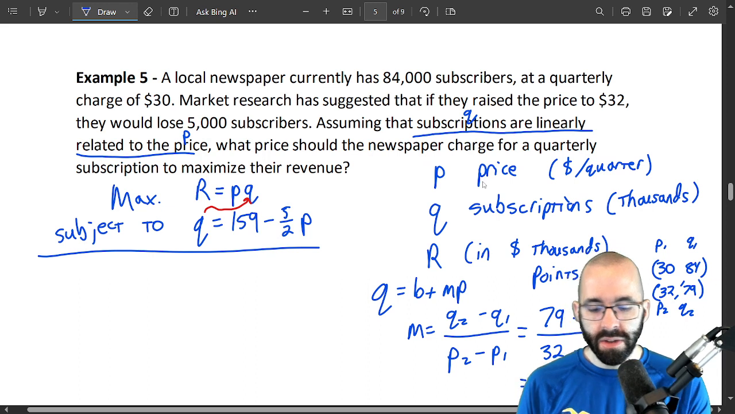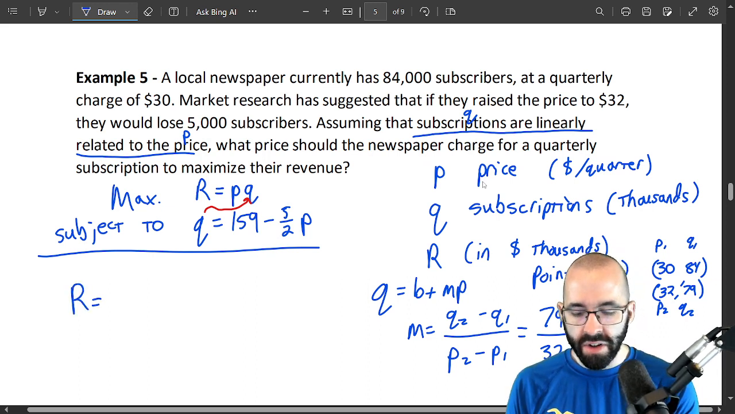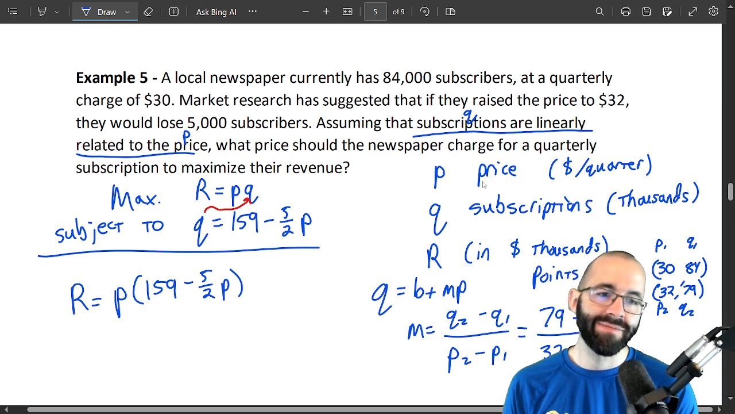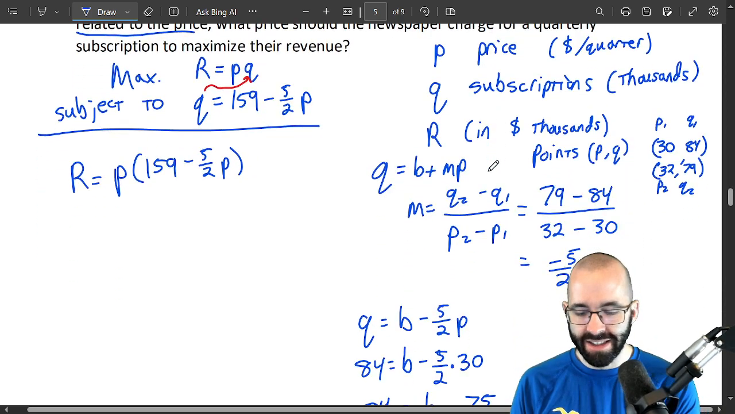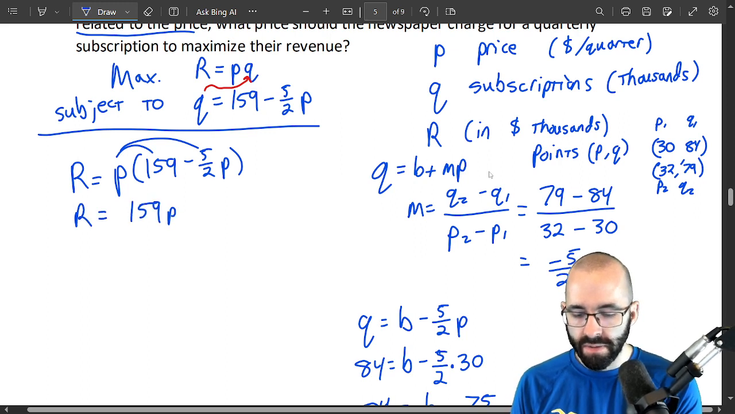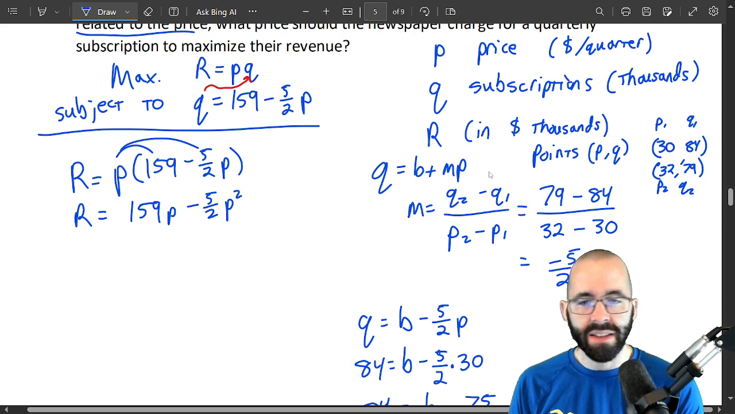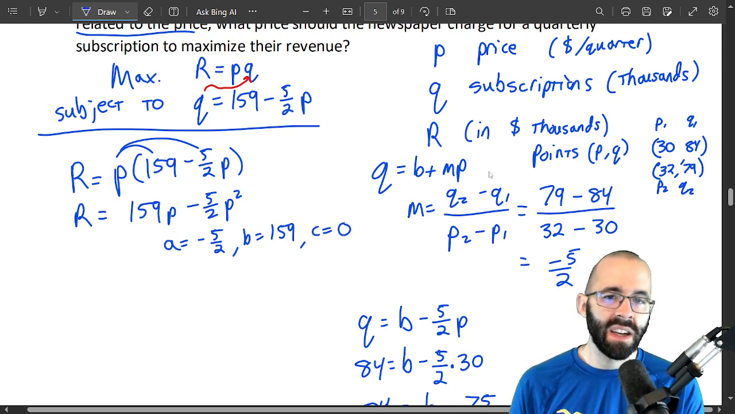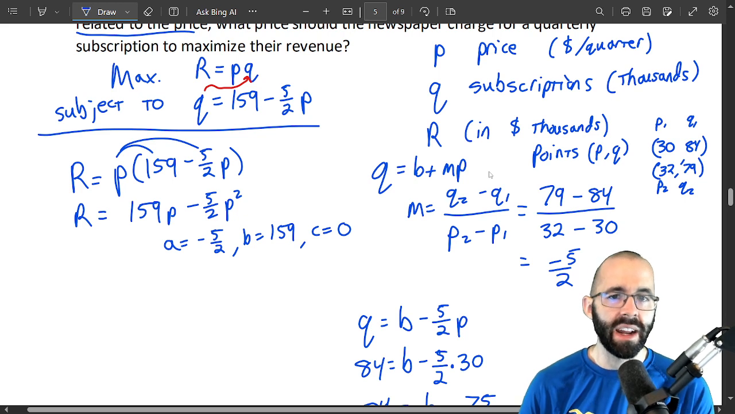We can get our revenue function to be a quadratic again. Revenue is price, P, times quantity, Q. And we said Q was 159 minus 5/2 P. There we go. We got another quadratic. Let's simplify by distributing. So R is 159P minus 5/2 P squared. You could rewrite this in standard form if you want. Or you could just say the A value here is -5/2, and the B value is 159. The C value is 0. It might help to put this in standard form to see really where that A, B, and C come from.